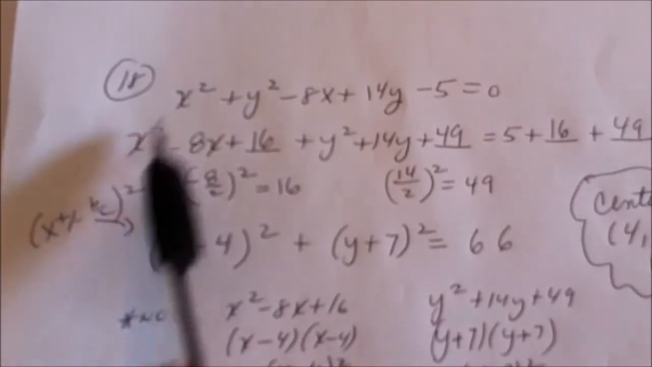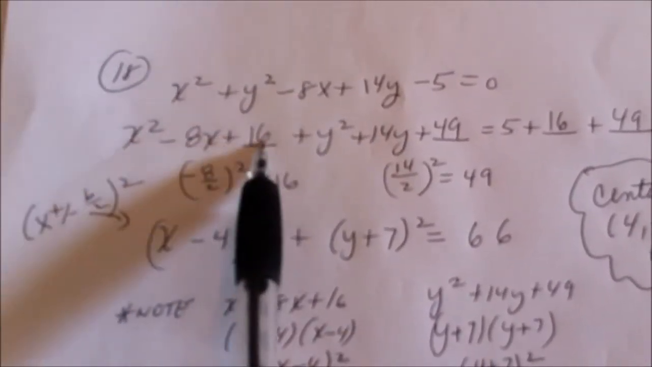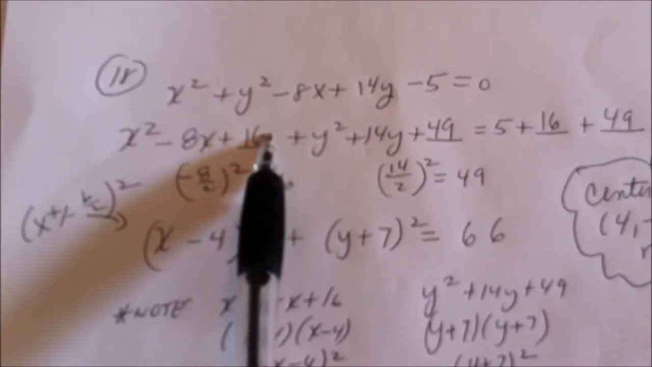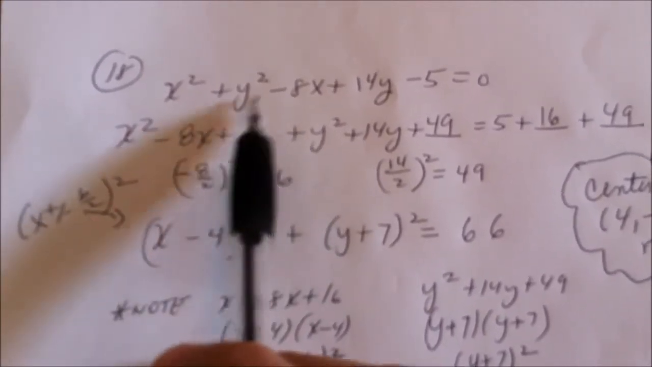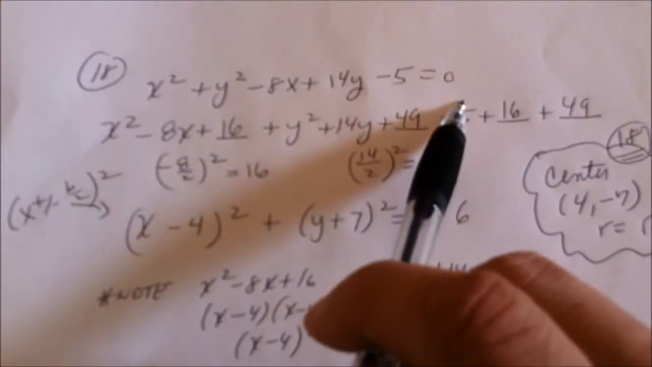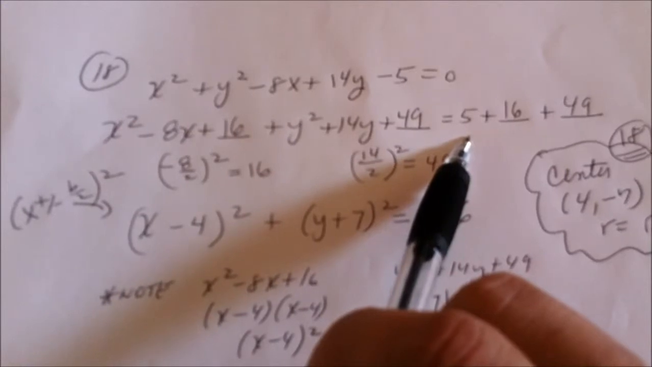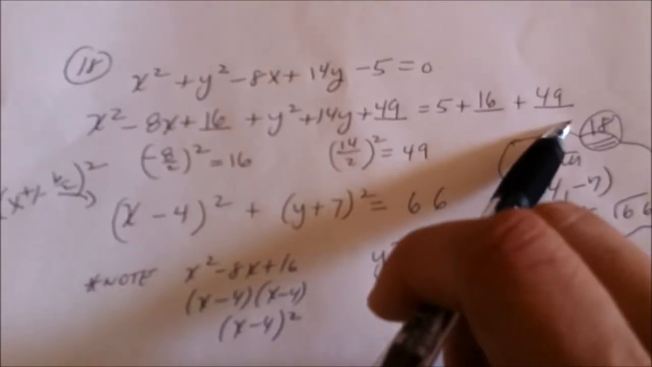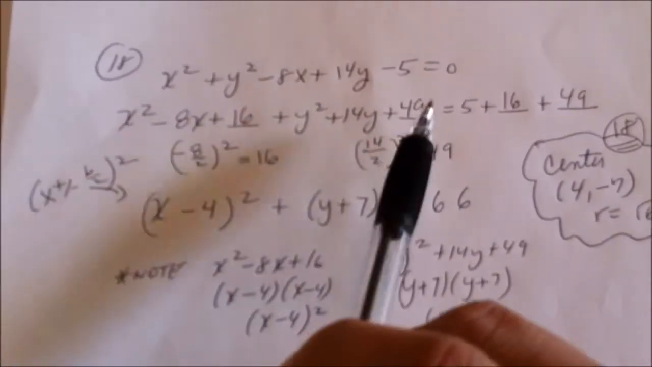So the first thing we're going to do is gather the x's and put a plus space here. That 16 wasn't there initially. Gather the y's and put a plus space here and get the negative 5 on the other side by addition. And I put a place setting here and a place setting here. Now how did I get that 16 and that 49?